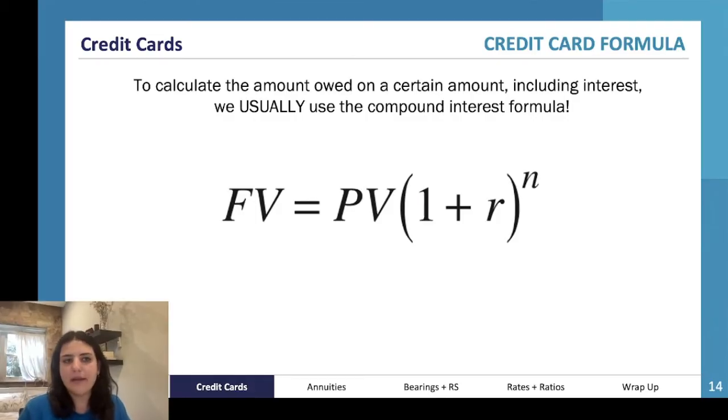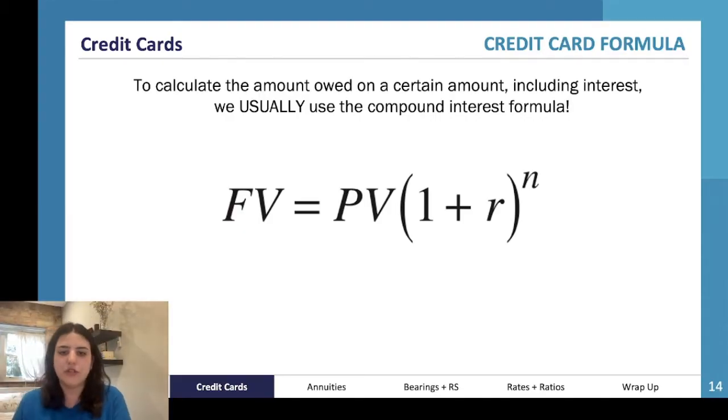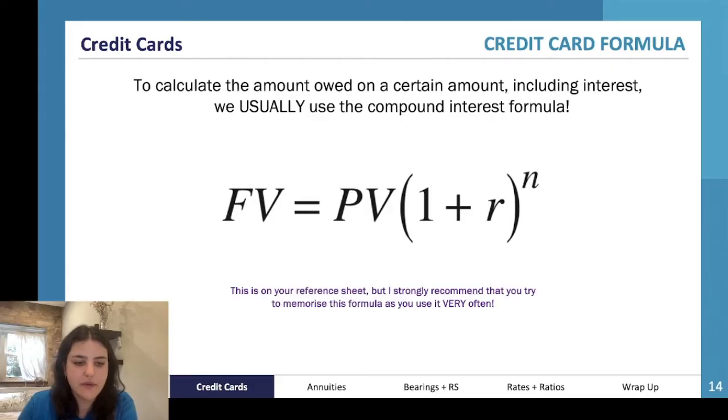Okay, so to calculate the amount owed on a certain amount, including interest, nine times out of ten we are going to use the compound interest formula. This is on your reference sheet, and you've also dealt with it if you've done compound interest. The elements we have: this is the future value, the amount that will be owed or that you'll make. It depends on the question. For a credit card question, it's owed.